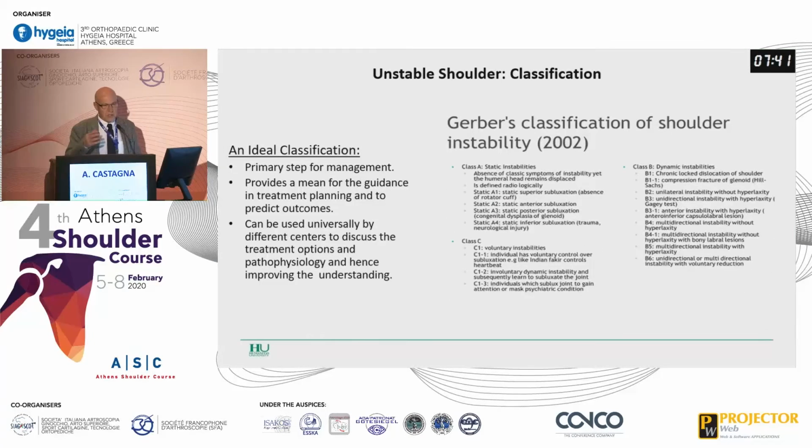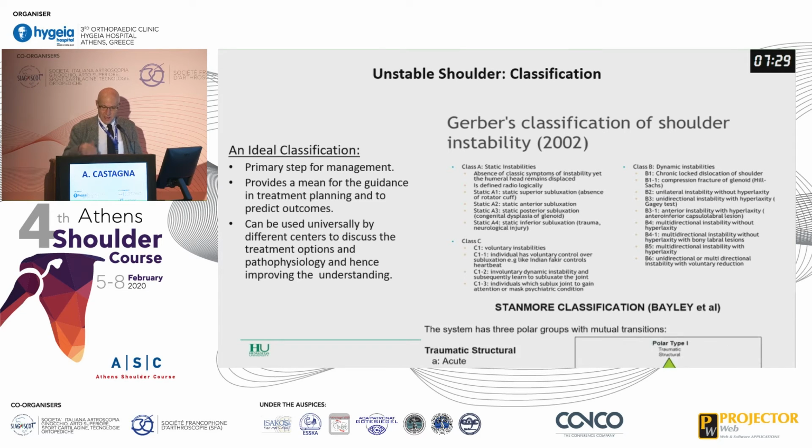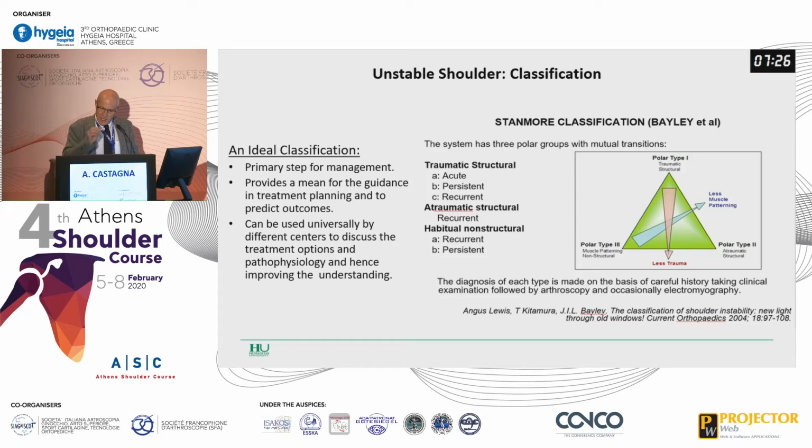And then Christian Gerber wrote a book on it. And if you go into all the classification he made, you probably spend your day analyzing your patient just to focus on what is wrong in that shoulder. So a little complicated, because he was trying to understand this. And probably, again, very clearly demonstrated before, the Stanmore one. That is traumatic structural, atraumatic structural, habitual structural. So you understand that thinking about it, we started thinking about a different condition of instability.